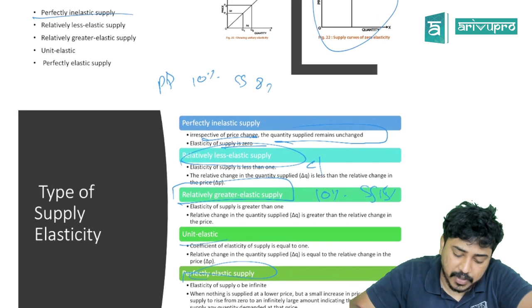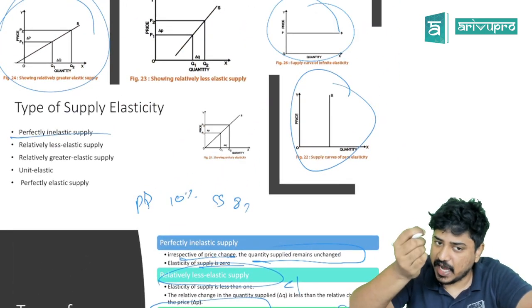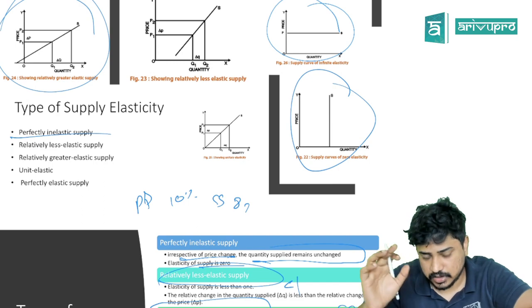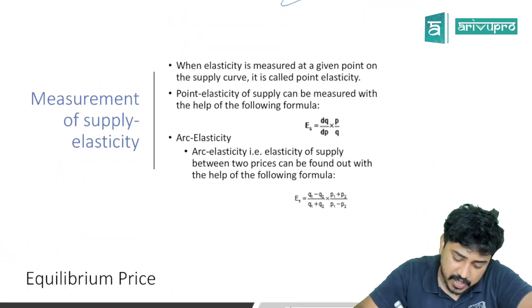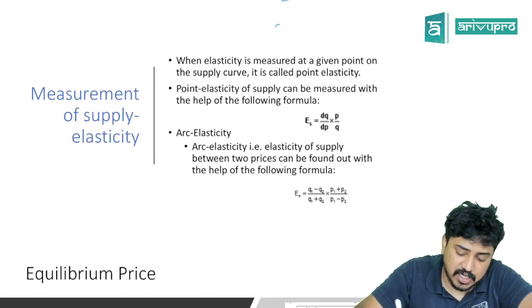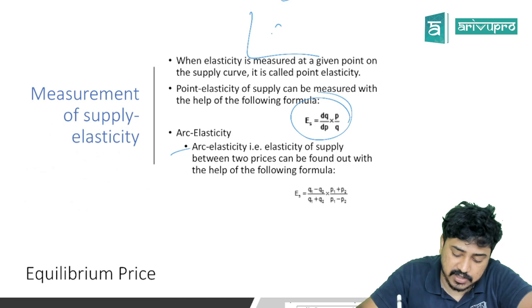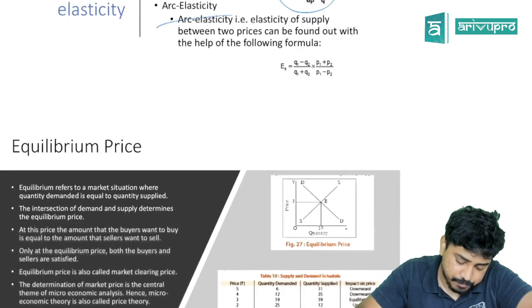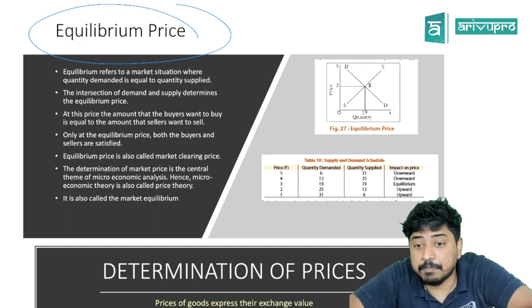Perfectly elastic: at a particular price, I'll sell n number of units, but even a slight increase or decrease, I'll sell zero, right? That is what perfectly elastic supply is. Now, we studied point elasticity. At a particular point, what is the elasticity? Arc elasticity is between two points. Then we brought in the concept of equilibrium price.